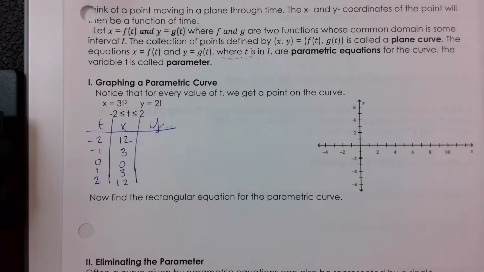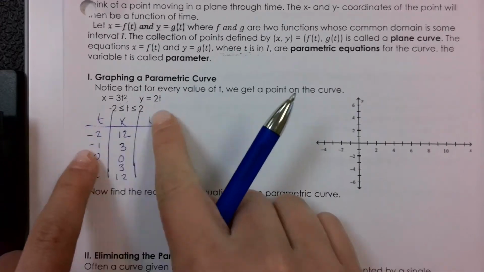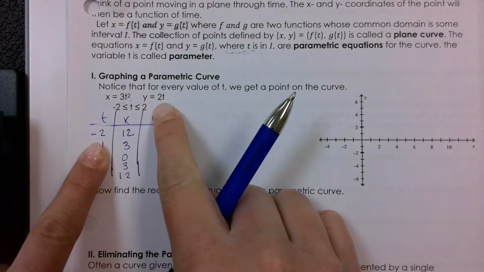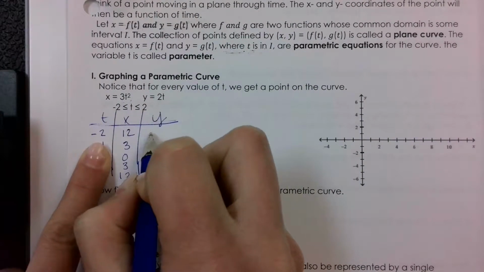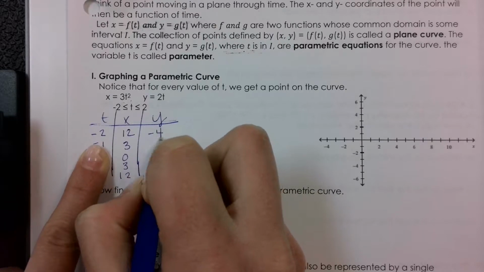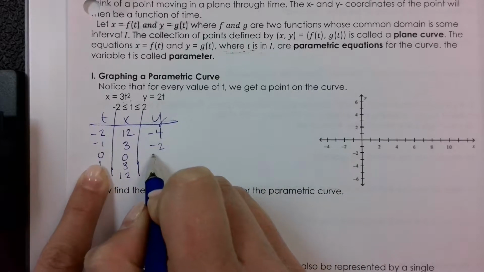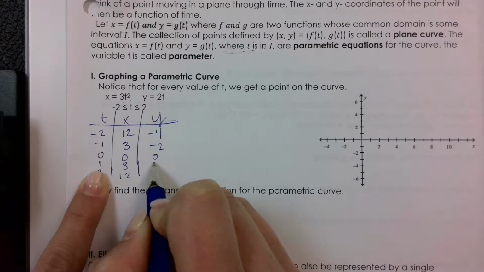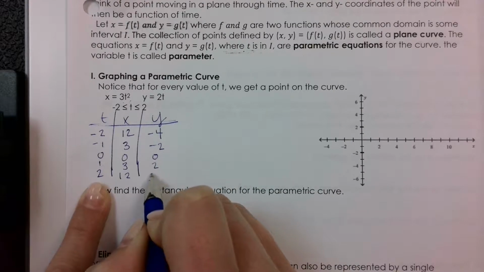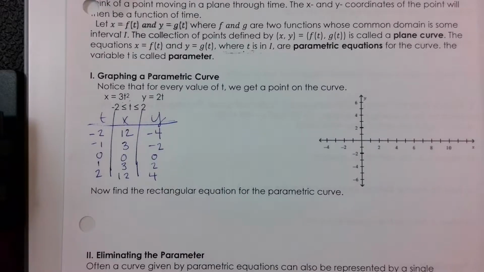Then if you're looking at your y's, we're going to plug the t's into our y function now. So -2 times +2, what do you get? -4. When you plug in a -1, what do you get? -2. When you plug in 0, what do you get? 0. When you plug in 1 and +2? 2 and 4. Questions on any of that? So you've got to get that table before you can graph them.